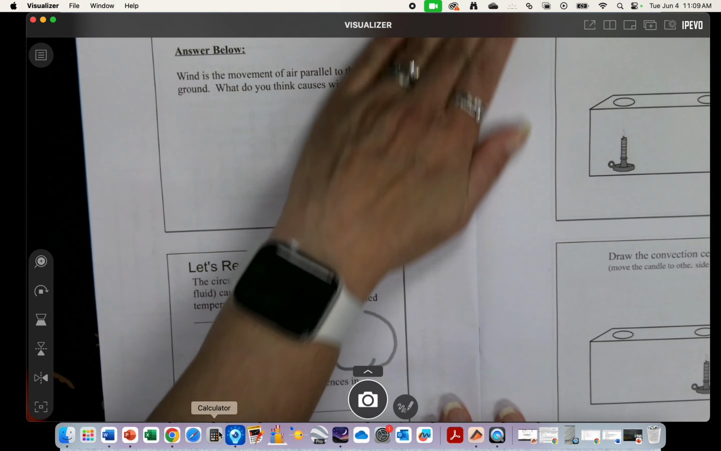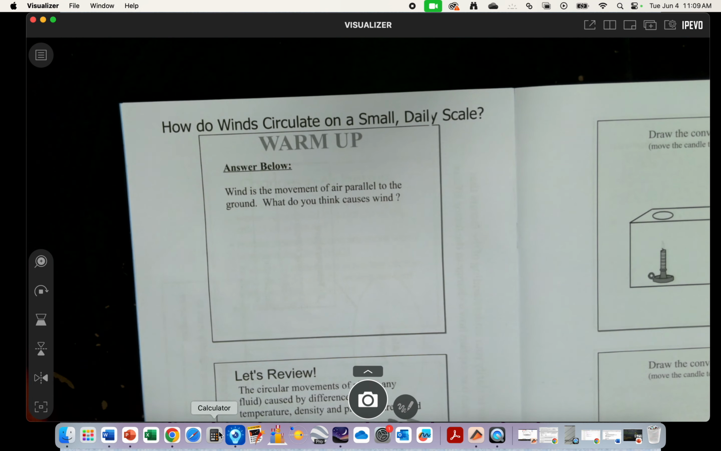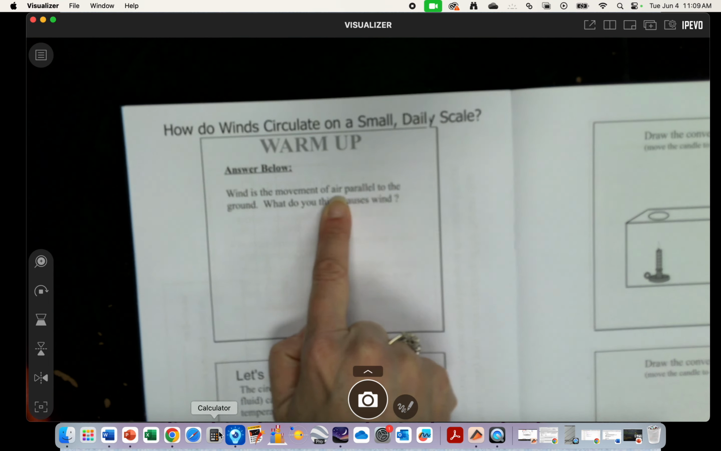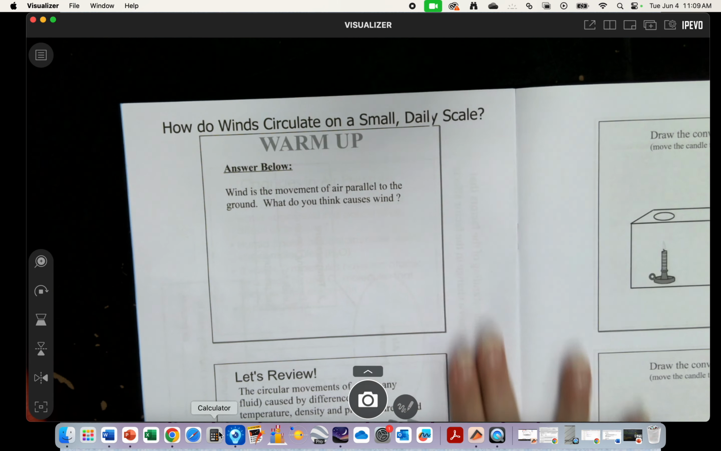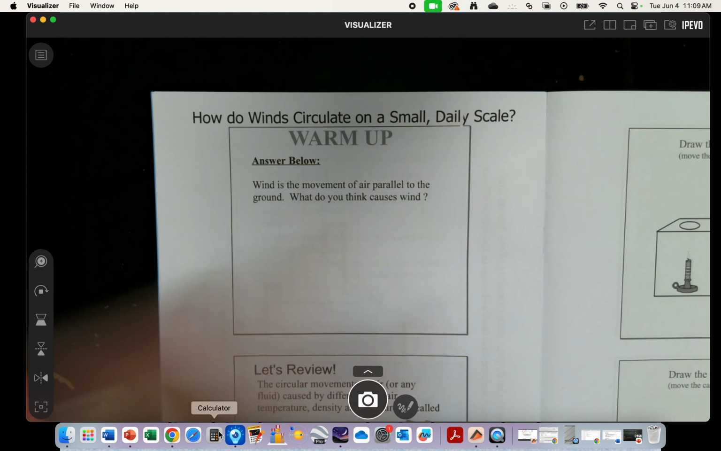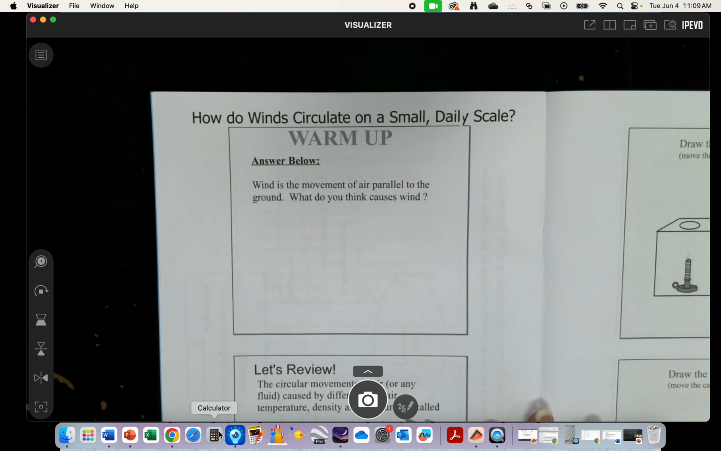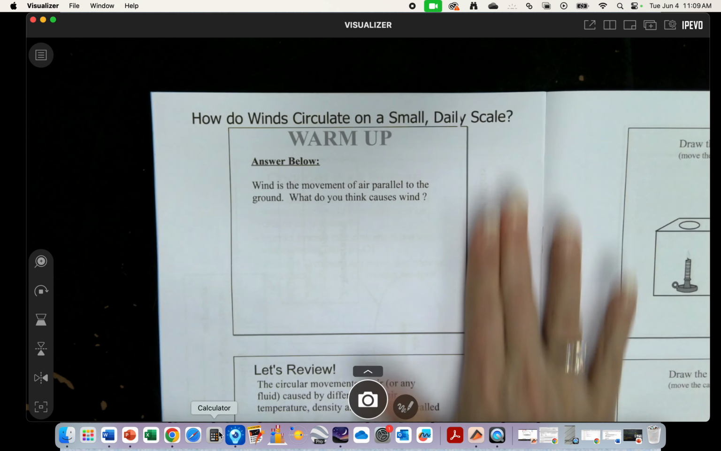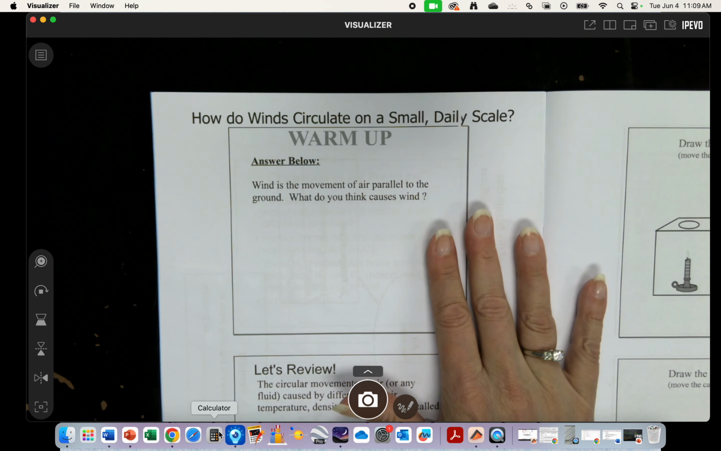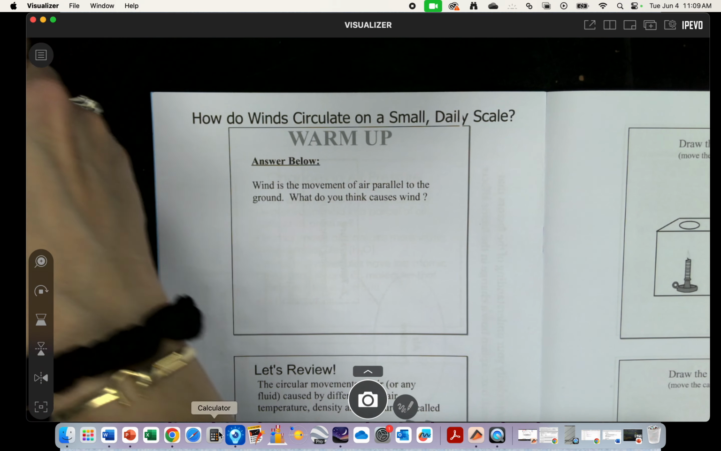Let's go to page 10. All right. Wind is the movement of air parallel to the ground. What do you think causes wind? Write down whatever you think. It's not right or wrong. Just write down whatever you think causes wind. What are some people thinking? What causes wind?